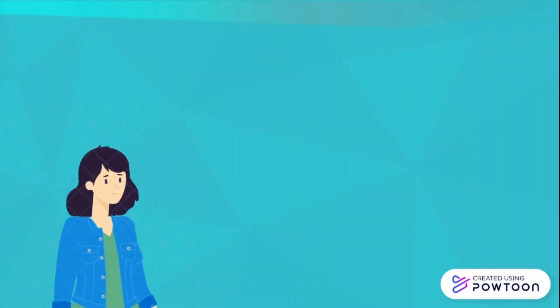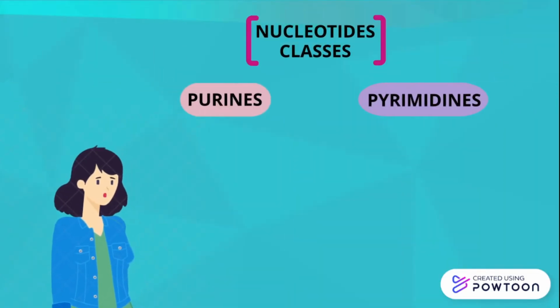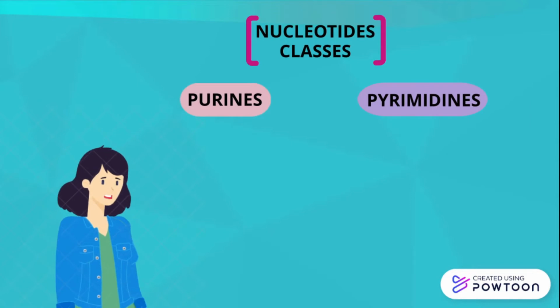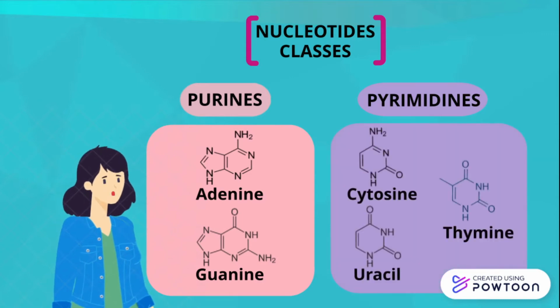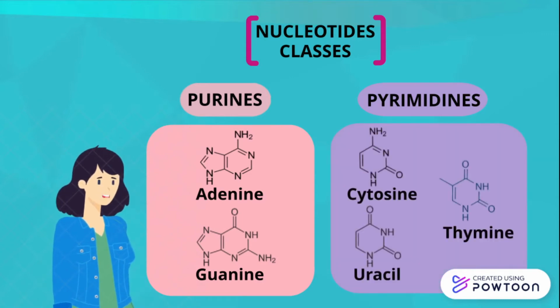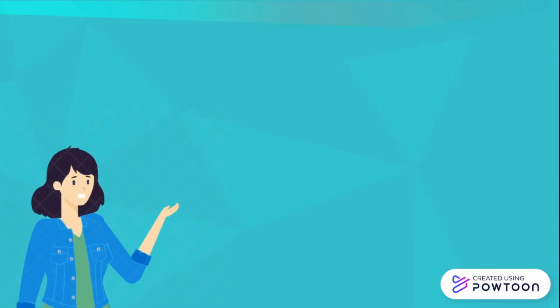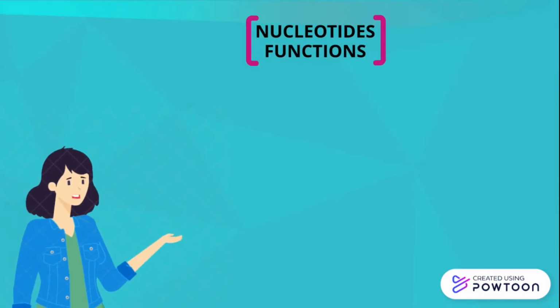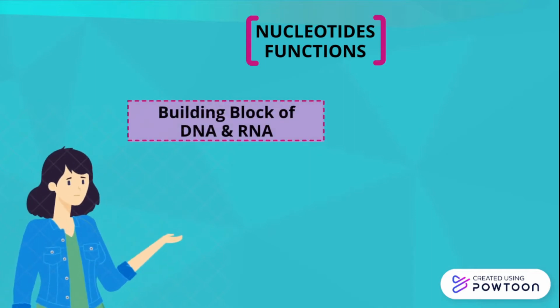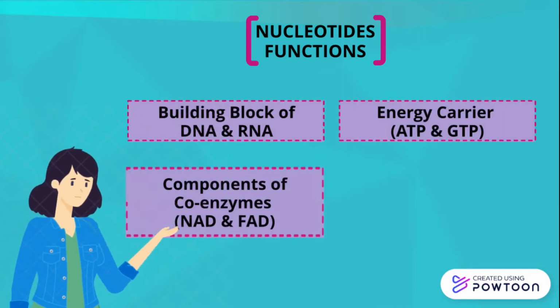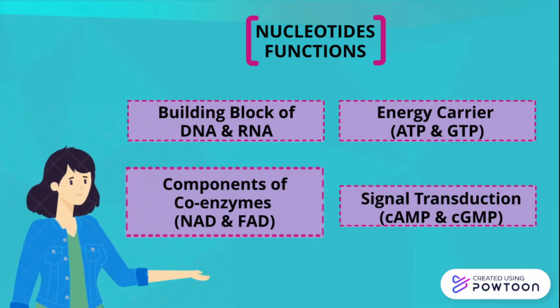Okay, for the introduction part, purines and pyrimidines are two classes of nucleotides in the cells. There are two types of purine, which are adenine and guanine, while cytosine, thymine and uracil are the three types of pyrimidines. Nucleotides also serve different functions in the cells, such as building block of DNA and RNA, energy carrier, component of coenzymes, and also second messenger in signal transduction.